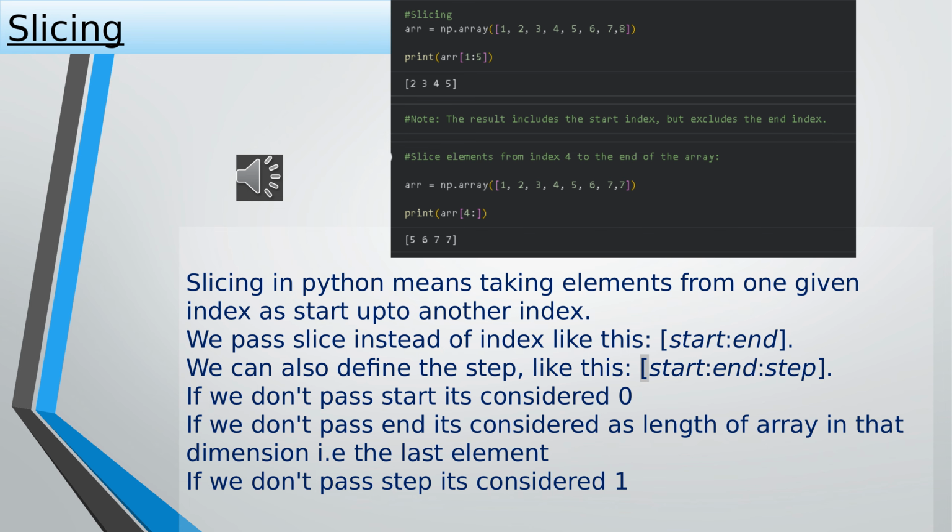Now that we know how to access a single element using indexing, let's learn how to access multiple elements at once using slicing. Slicing allows us to extract a portion of an array without modifying the original array.